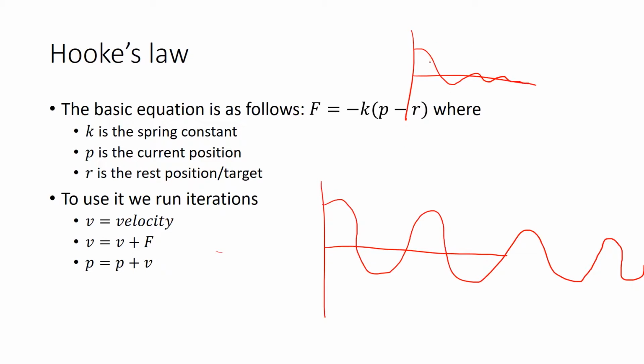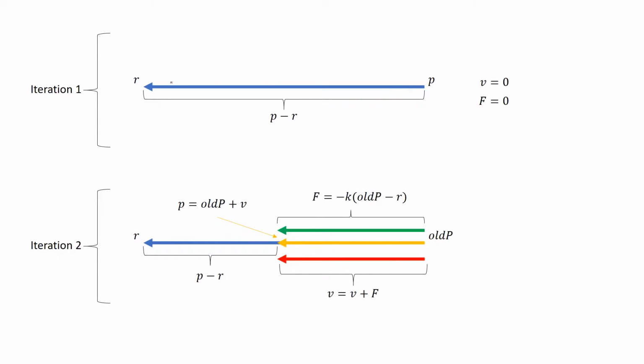So that's the real motion that we want, but this is what we have. So we need to make some adjustments to Hooke's law, but before we do that, let's just get some more intuition on it. So let's say on iteration 1, we have our rest position over here, R, and we have our initial position, P, and our force and velocity are set to 0. So we know our P minus R is represented by this blue arrow here.